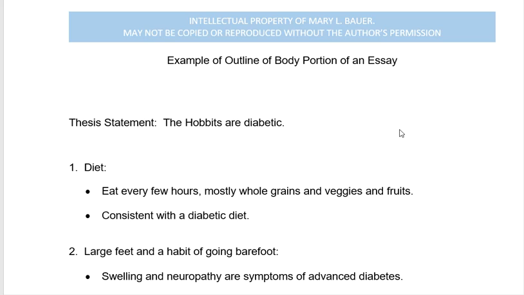We also see a commonality in what the hobbits eat. They eat mostly whole grains, vegetables, and fruits, and that's exactly what's recommended for diabetics to eat. So now I have a pretty strong piece of evidence that points to the hobbits having a diabetic diet. That, of course, is not a complete proof, but it is one piece of evidence. So now I have to lay out some other evidence to convince my audience.